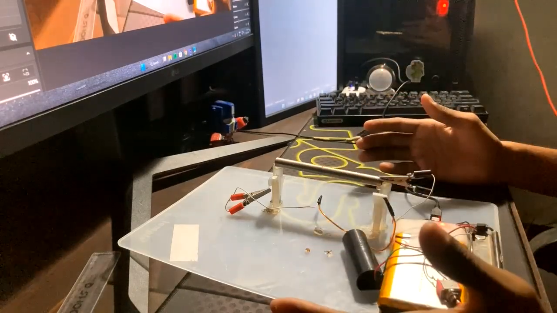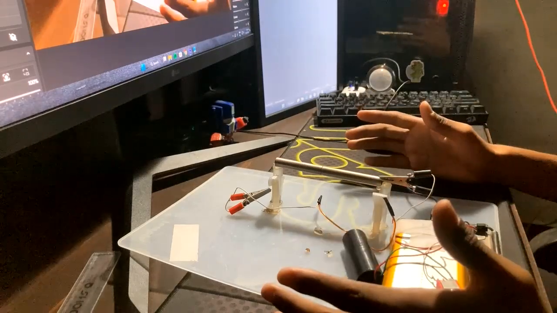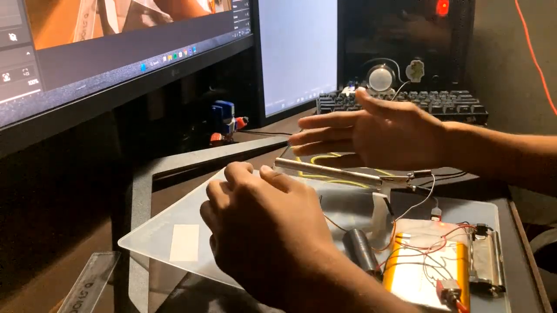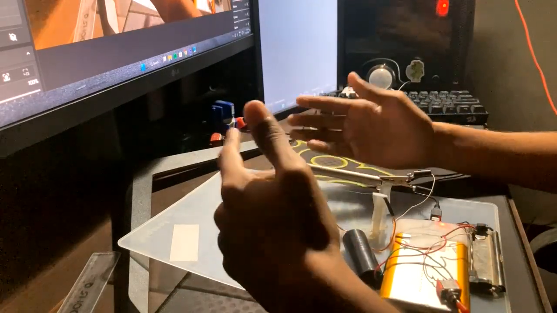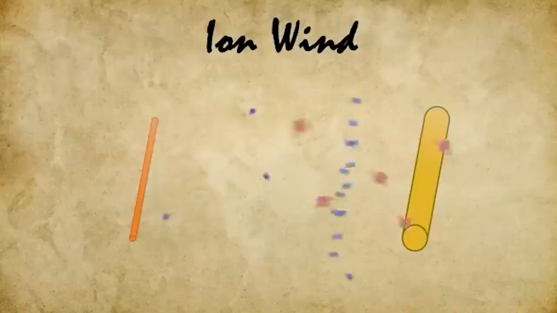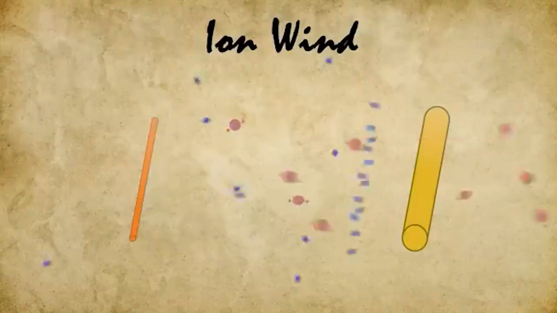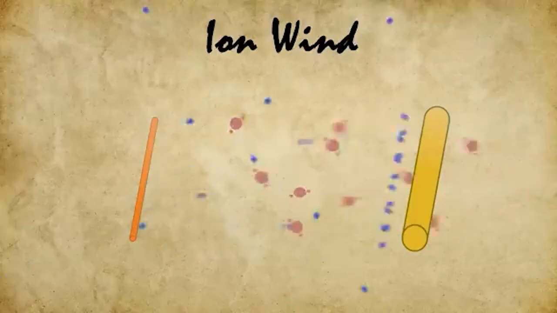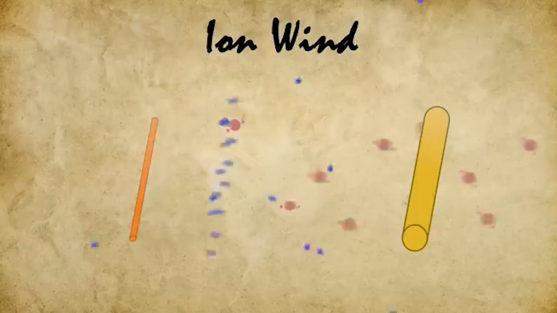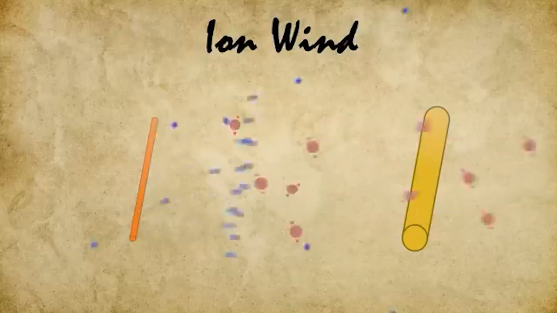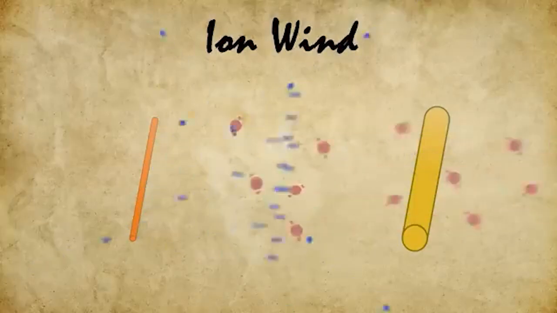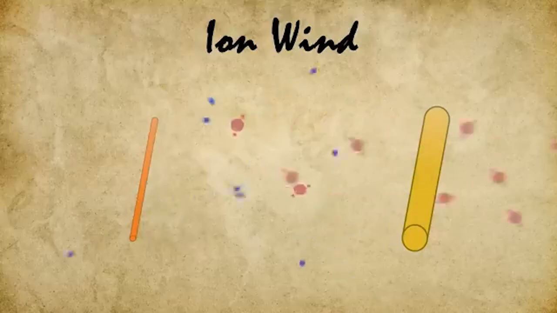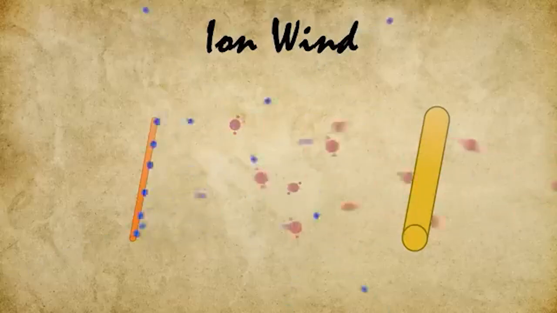To understand how it works, we mainly have to focus on two things, the anode and the cathode. The anode is this small strip of wire, and the cathode is this heavy blunt pin. The anode ionizes the surrounding air particles, which then transform into ions. The ions are then attracted to the cathode due to their opposite charge, and on their way, the ions collide with other neutral air particles, causing them to move. And when this process is repeated, it forms a flow of air, also referred to as ionic wind.